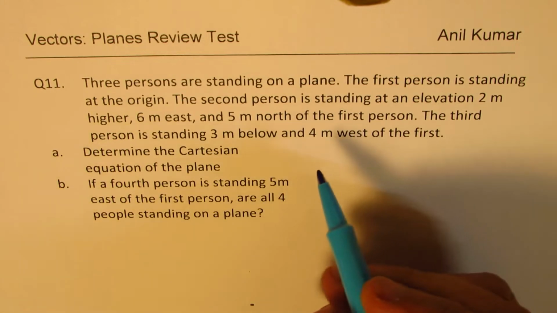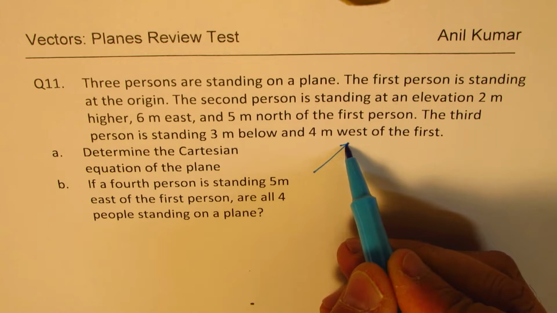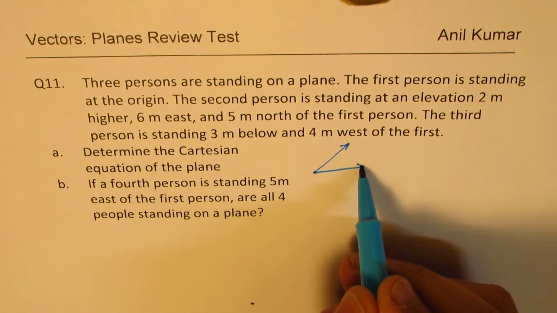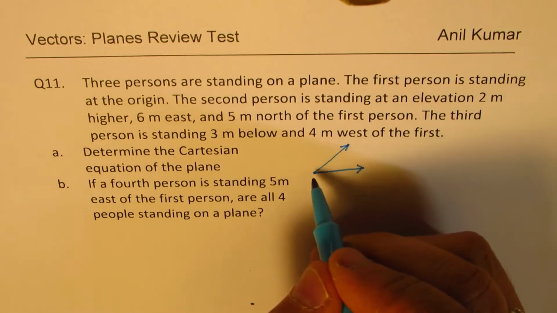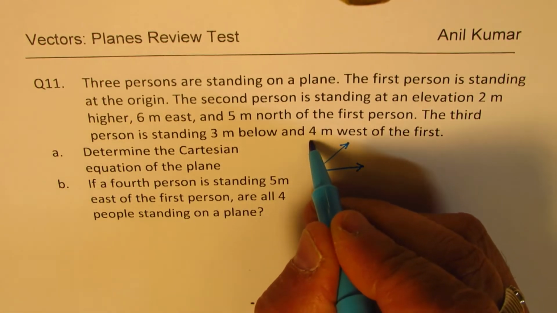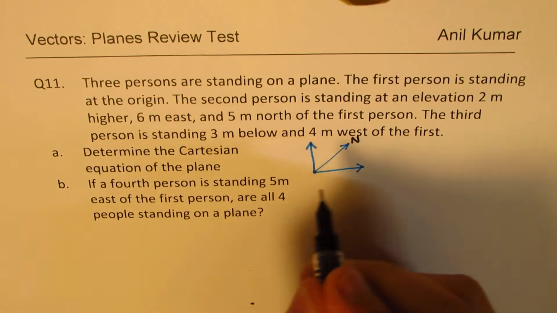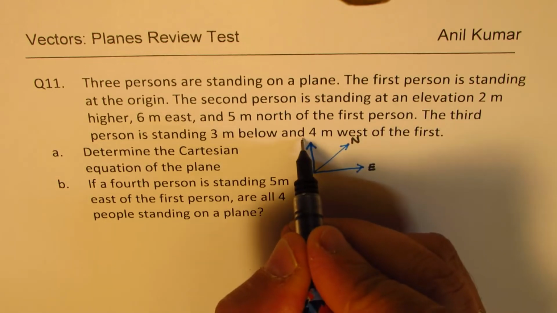Now let's try to sketch the position in R3. So we'll assume that this is north, and that will be our east. So that is along this plane, and higher means we'll go like this, correct? So we'll say this is north for us, this is east for us, and that is up, right?